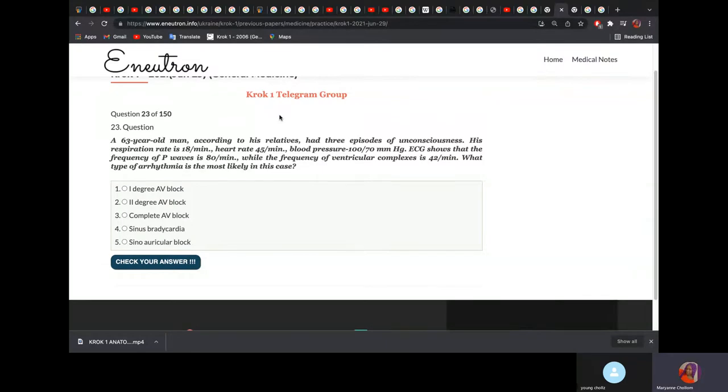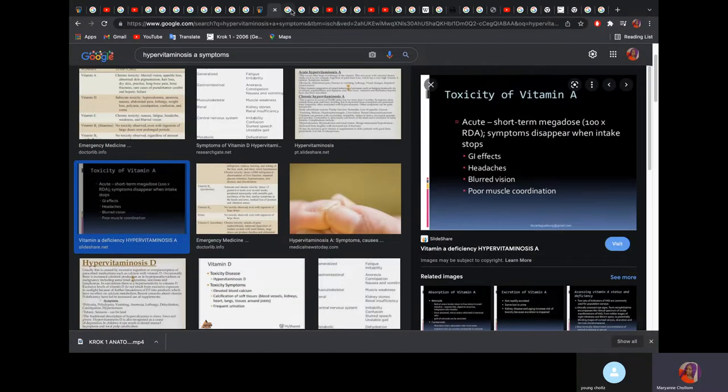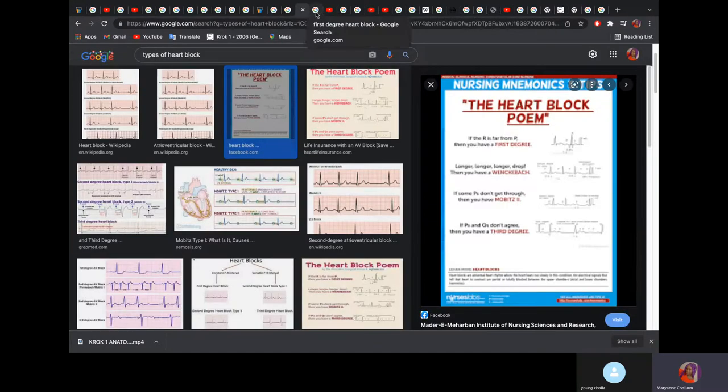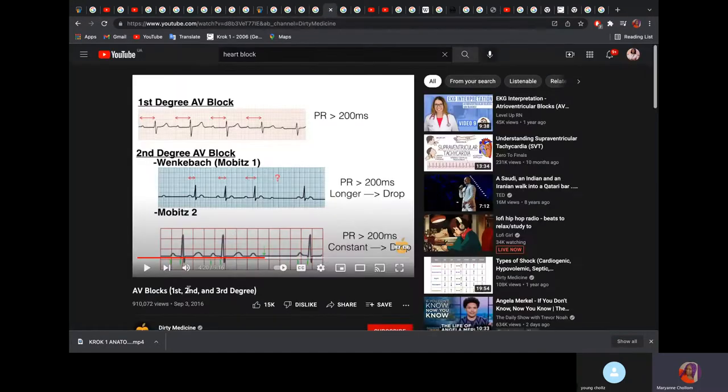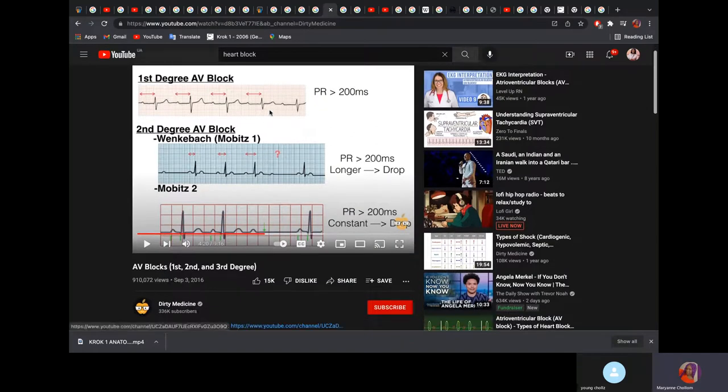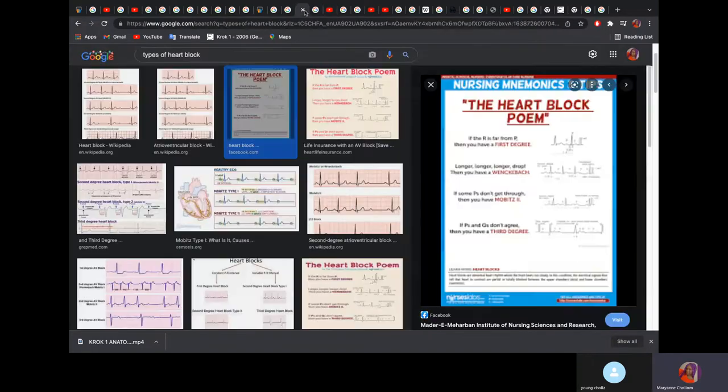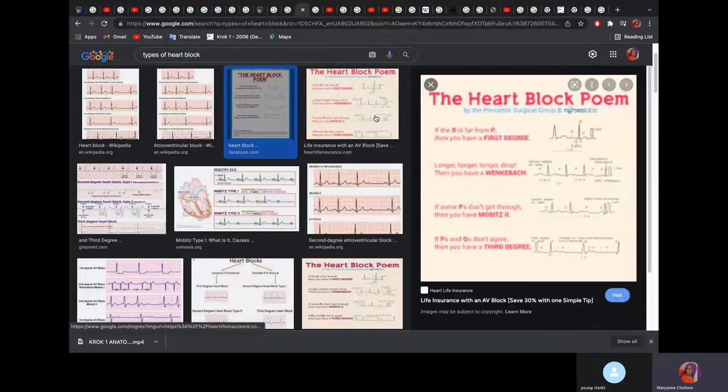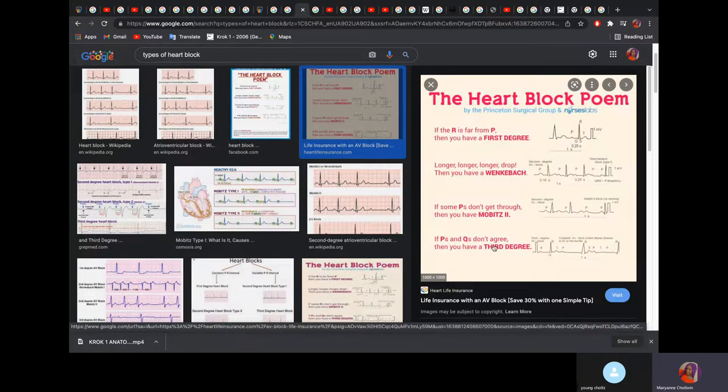A 63-year-old man, according to his relatives, had 3 episodes of unconsciousness. His respiratory rate is 18 breaths per minute. Heart rate is 45. Blood pressure 100/70. ECG shows that the frequency of P wave is 80 beats per minute, while the frequency of ventricular complex is 42. So we know it's a heart block. I strongly recommend you watch the video Heart Block by Dirty Medicine.